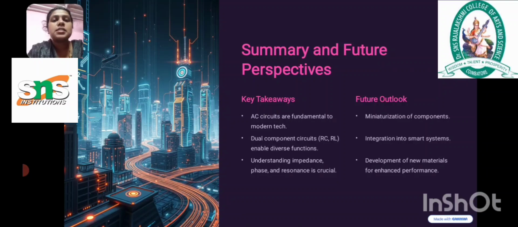And the next, the summary and further perspectives, the key takeaways and further outlooks. AC circuits are fundamental to modern technology, and then dual component circuits, RC and RL, enable device functions, and understanding impedance, phase, and resonance is crucial.